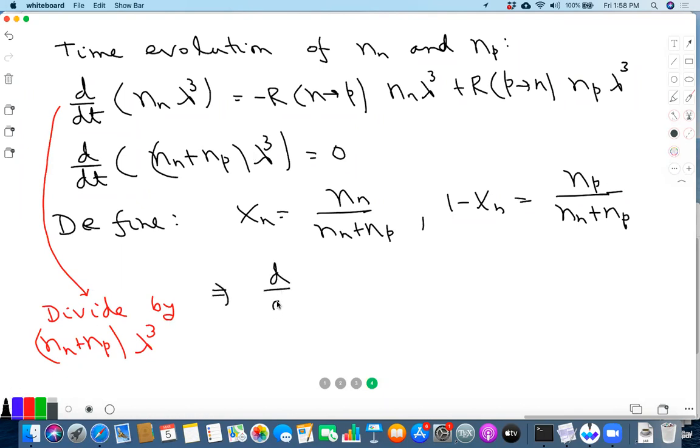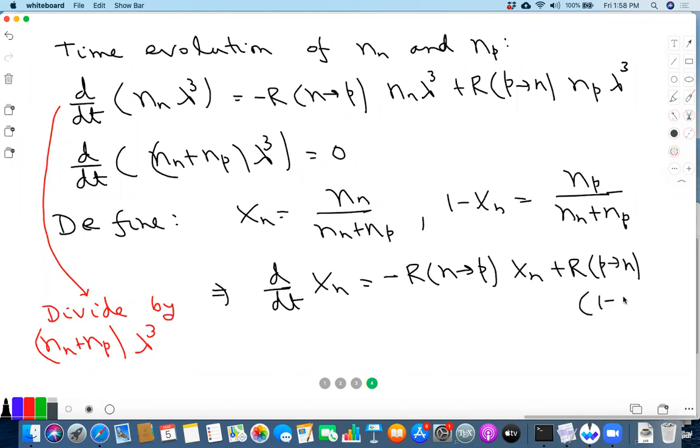So we get d dt of xn as minus R n to p times xn, since Nn lambda cube over this gives you xn, plus R p to n times 1 minus xn. Because we know this, we can now simply numerically solve these equations. Even though we don't have equilibrium, we can numerically solve this time evolution equation for xn to find how xn changes as a function of time. Is this clear? Are there questions?